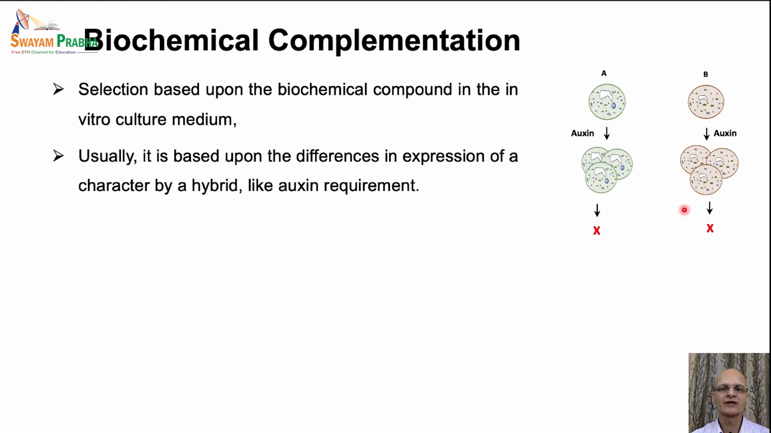However, when the fusion occurs between these protoplasts, hybrids are able to grow without the exogenous supply of the auxins. That means from the hybridization mixture of these two protoplasts, only the heterokaryons would be able to grow on the culture medium without the auxins.